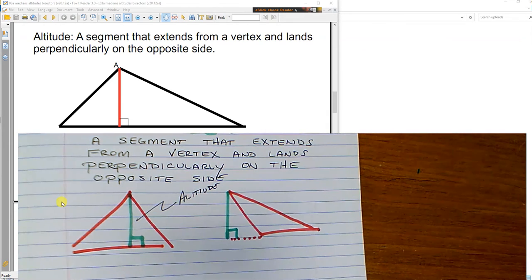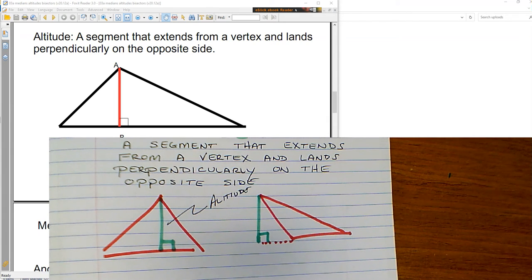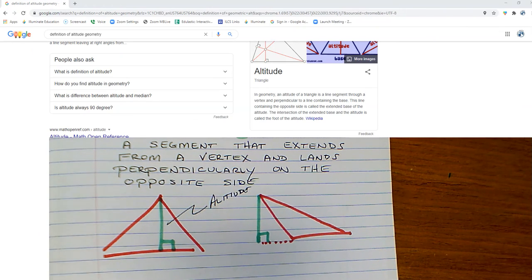You know, I'm going to pause the video. Let me go see if I can find a better definition for you somewhere online. So, in geometry, an altitude of a triangle is a line segment through a vertex and perpendicular to a line containing the base. So a segment that extends from a vertex and lands perpendicularly on the opposite side, it has to land perpendicularly on a line that contains the opposite side.